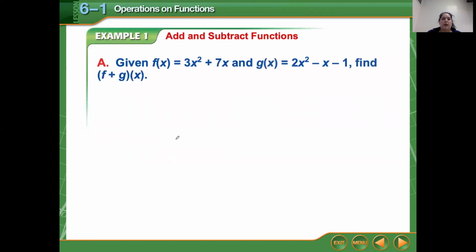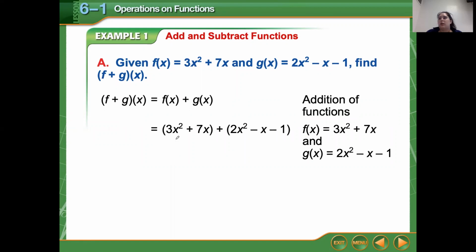So we're going to take a look here at f of x is 3x squared plus 7x, and g of x is 2x squared minus x minus 1. And it says find f plus g of x. So all that means is we're going to add the two functions. That's it. Nothing weird, nothing special. We're just adding the two functions. So we're going to combine like terms. And when we do that, we get 5x squared plus 6x minus 1. And we would be done.